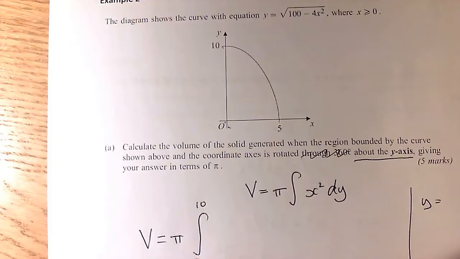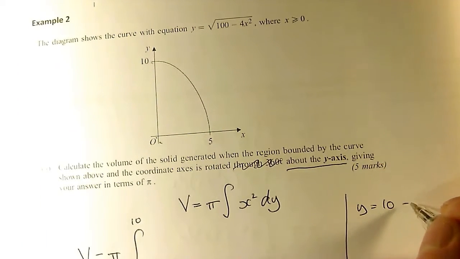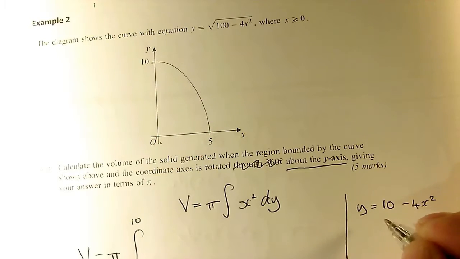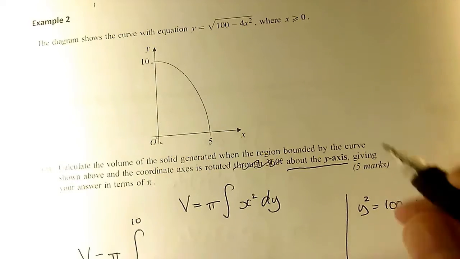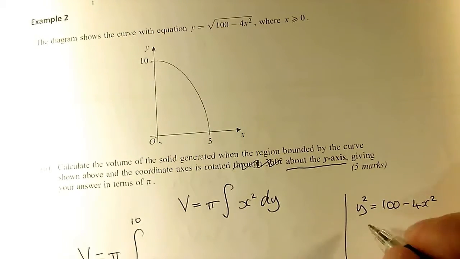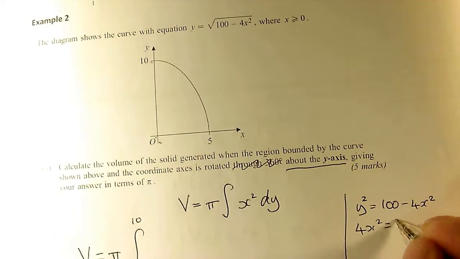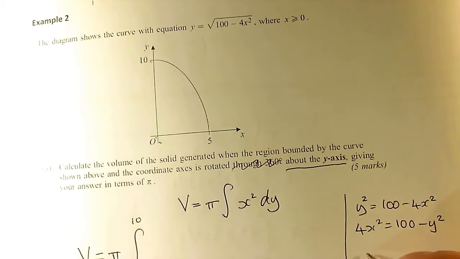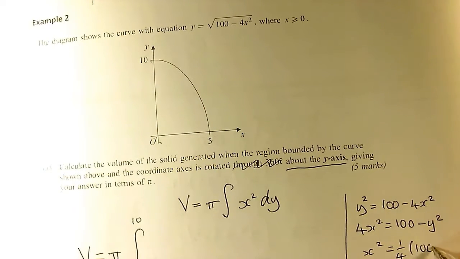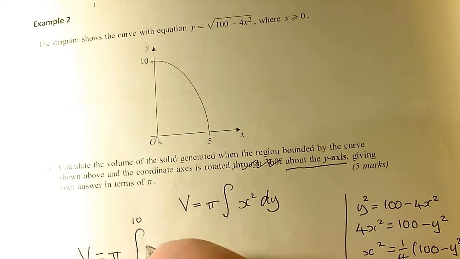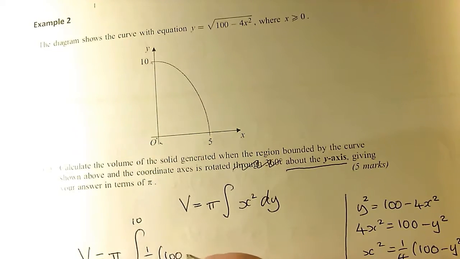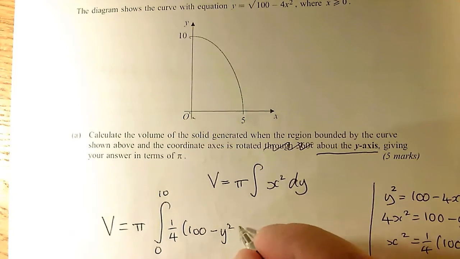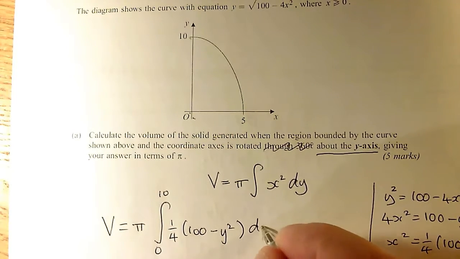So y equals the square root of 100 minus 4x squared. So let's say y squared equals 100 minus 4x squared. So I've just taken that and squared both sides, and I can make x the subject. So 4x squared equals 100 minus y squared. So x squared equals a quarter, brackets 100 minus y squared. So I just need to shove that x squared in here. So I want a quarter, brackets 100 minus y squared, close brackets dy.